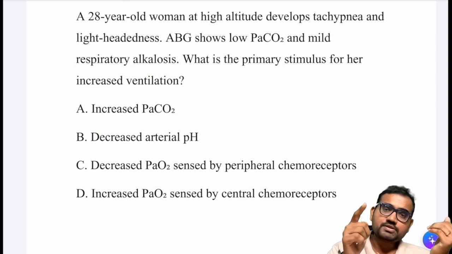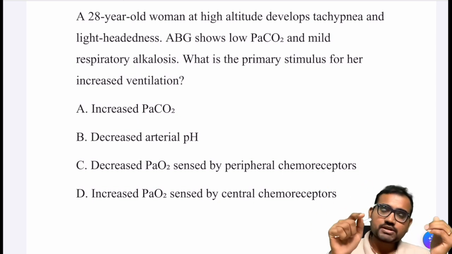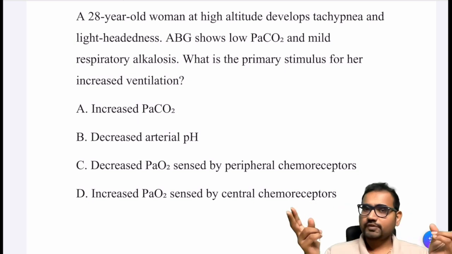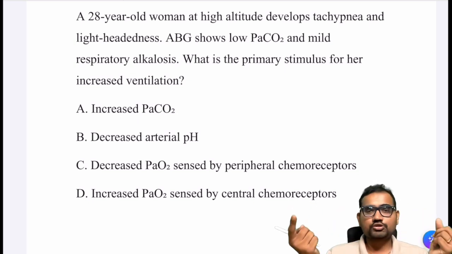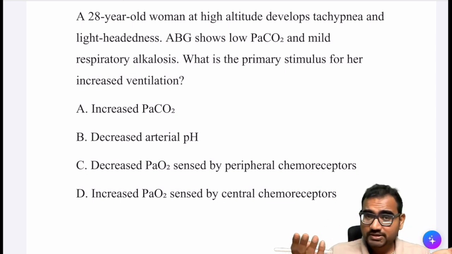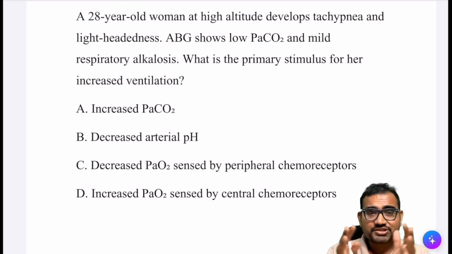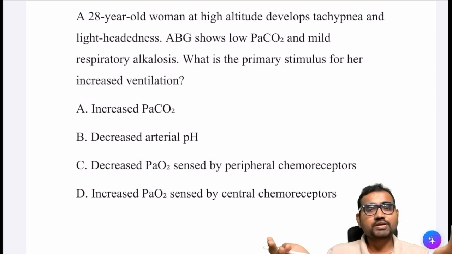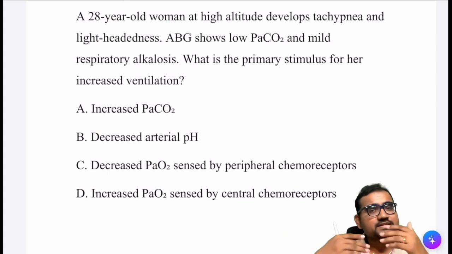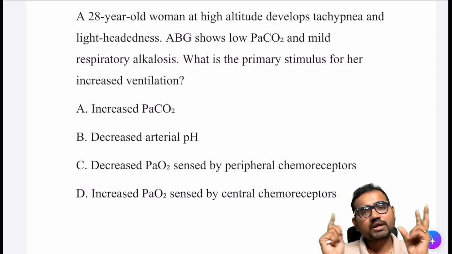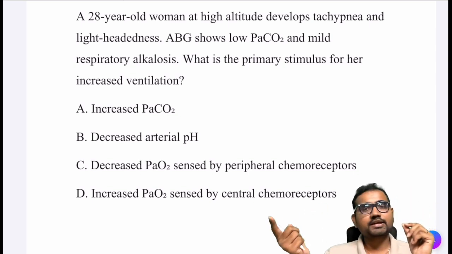So my body will send signals via what are called chemoreceptors. There are two types of chemoreceptors: peripheral and central. In the previous session I talked about baroreceptors. Baroreceptors are stretch receptors present on the vessel wall. They control blood pressure, vasoconstriction and vasodilation, and they control parasympathetic and sympathetic activities. Similarly, chemoreceptors are of two types: peripheral and central.